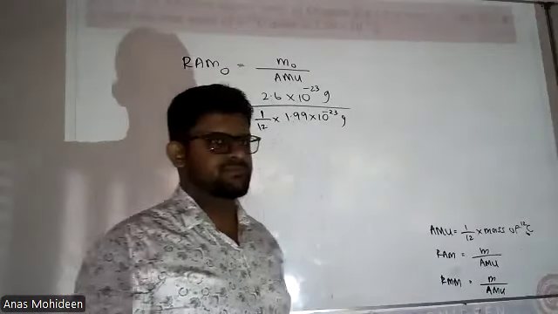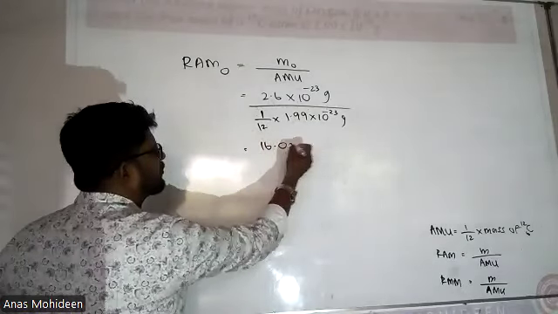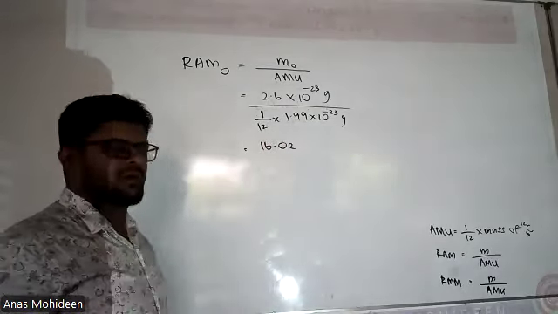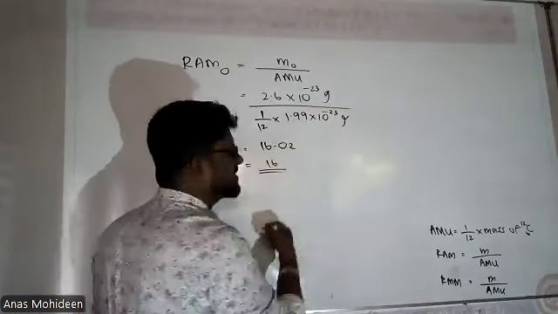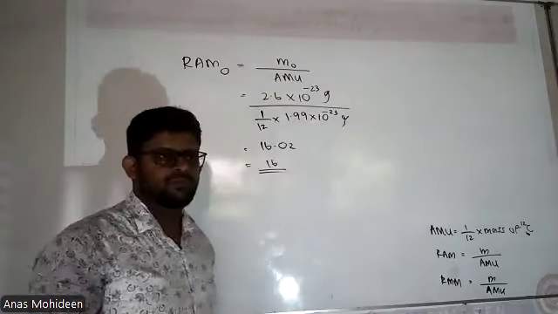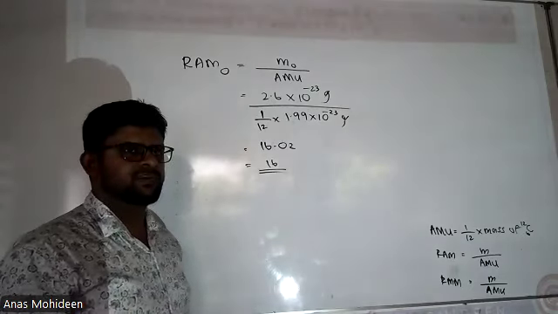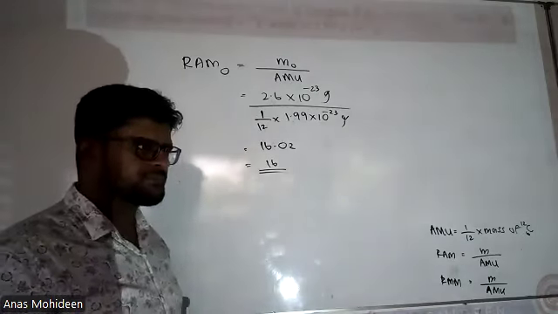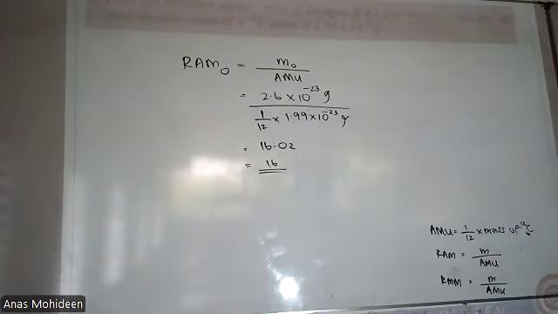Okay, write the steps. When you divide these, you get the answer somewhere around 16.02 or 04. So approximately 16 grams per gram star. How? Go to the next page, the second page. Can you see there's a table given? Relative atomic mass table.